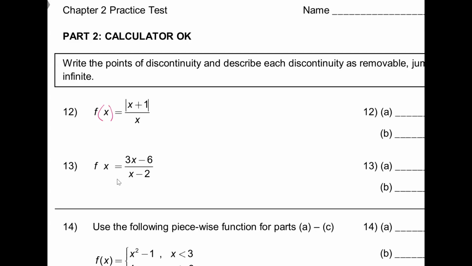Okay. All right, let's do the next one. Part 2, calculator okay. Write the points of discontinuity and describe each discontinuity as removable, jump, or infinite. We already kind of did this in our previous problem, but we need to do it now. Just to note, at the end of the class, right before you leave, I'm going to put your calculators in press-to-test mode. That way, it's the most efficient tomorrow.